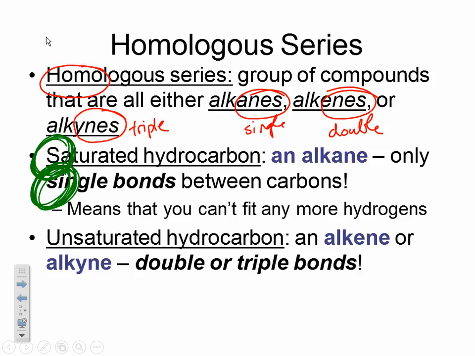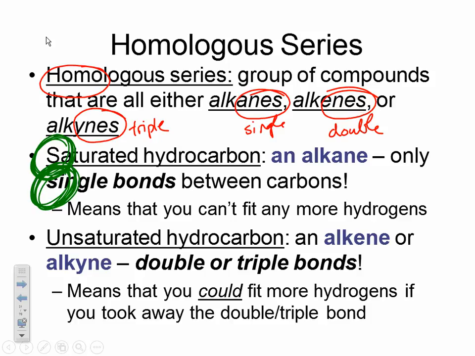Unsaturated hydrocarbons, well, unsaturated means not full. Unsaturated hydrocarbons are both alkenes and alkynes. So any hydrocarbon chain that contains at least one double or at least one triple bond. It can be either. It's called unsaturated, meaning it's not full, and in this case, it is not full of hydrogen. It is possible that you could have more hydrogens connected to those carbons.